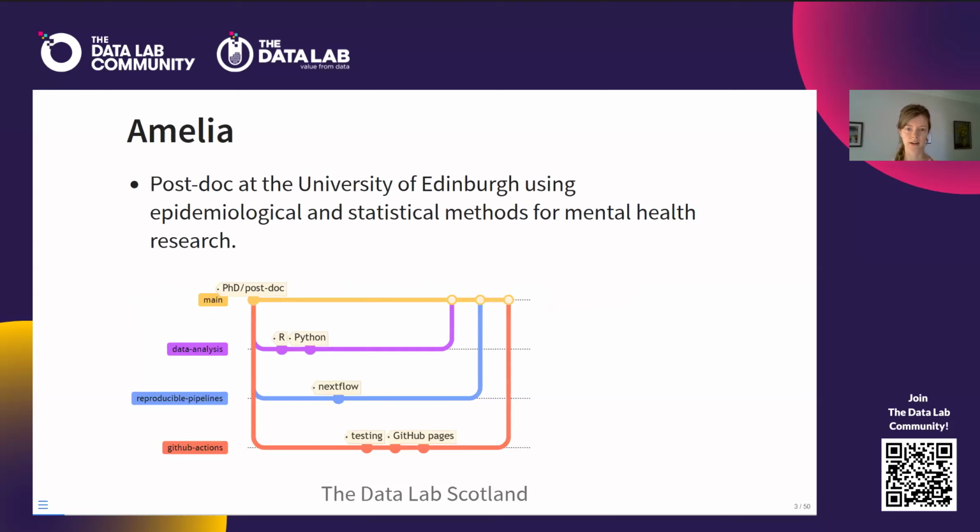So I'm a postdoc at the University of Edinburgh, and I use epidemiological and statistical methods for mental health research. So during my PhD and during my postdoc, I do data analysis. So I use R and Python mostly to write scripts. So I use Git to help with version control of those scripts, and I use GitHub just to put those scripts so that my colleagues and other people can see them.